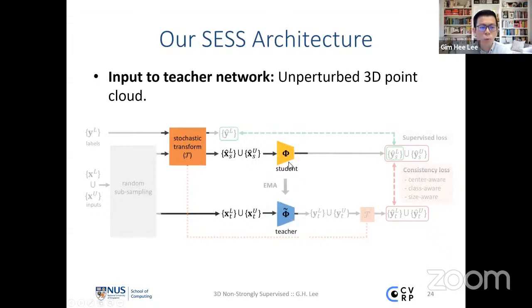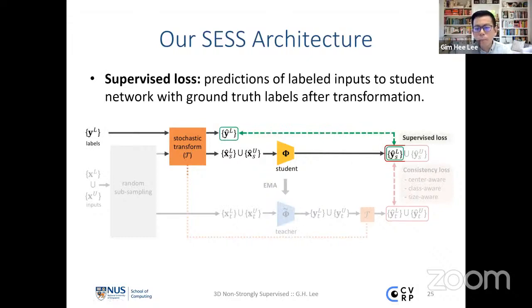Then the next step is to use the unperturbed 3D point cloud and input it into the teacher network concurrently. Then we will apply the supervised learning loss on those point clouds with labels. Here's how we do it. We first apply the same stochastic transform onto the labels, and then we compare these transformed labels with the output of the student network. So it should be self-consistent, or rather, after the transformation, this label should be consistent with the output from the student network, that is, from the input after the same stochastic transformation.